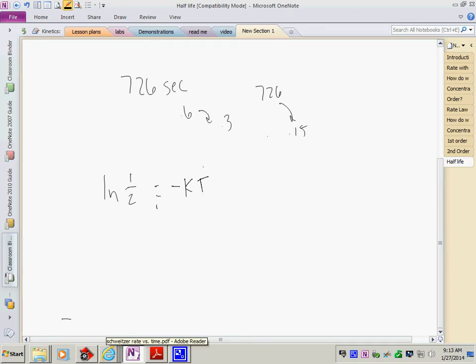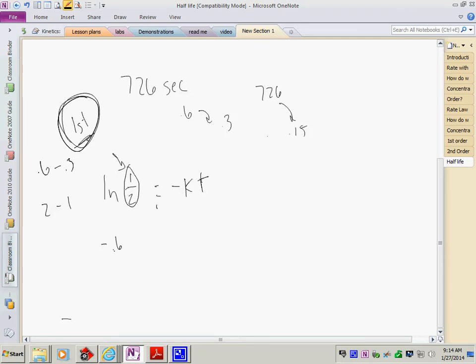Take your natural log of 1/2. Now again, it's a half. So if we go from 0.6 down to 0.3, is the same thing as going from 2 to 1. My fraction still is a half. So at this point, the natural log of any half-life for a first order reaction only is negative 0.693.